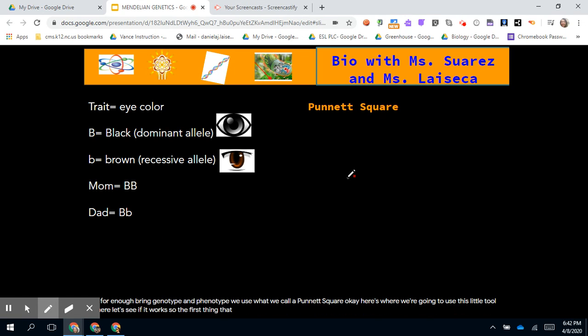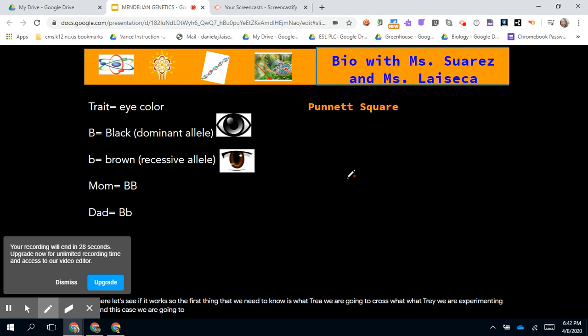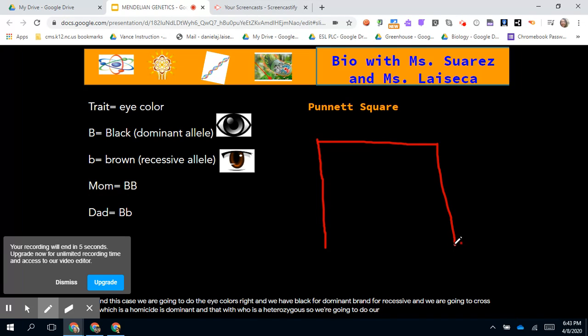So the first thing that we need to know is what trait we are going to cross, what trait we are experimenting with. In this case, we are going to do eye colors, right? And we have black for dominant, brown for recessive, and we are going to cross mom, who is homozygous dominant, and dad, who is heterozygous. So we're going to do our Punnett square here.